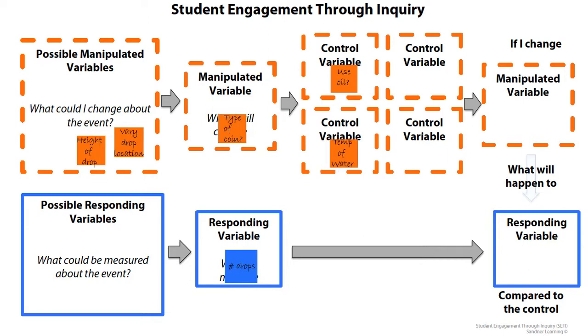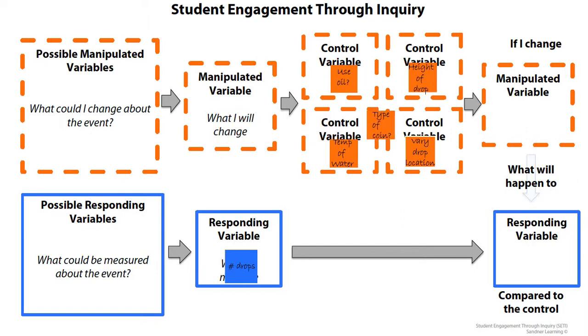I really like that because it really brings home the point to the kids that everything else stays the same. We're only changing one thing. And that one thing in this case is the type of coin. And we're going to see how the number of water drops changes. So with that, we're almost there.